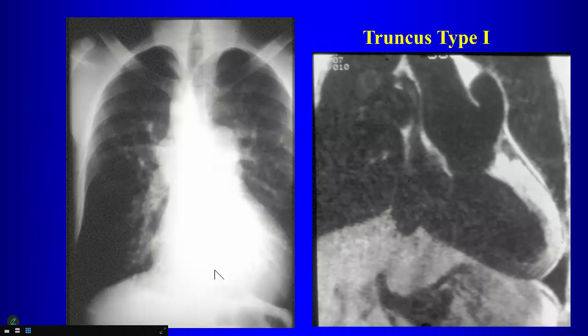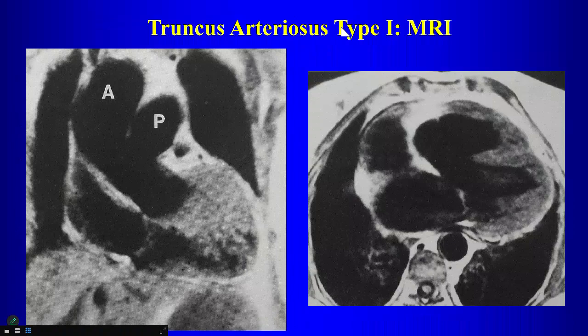So the plain film, increased pulmonary blood flow and right aortic arch. Here's the arch here on the MR. And then here you can see main pulmonary artery here. That's this guy coming off the truncus arteriosus. So that's type 1. Okay. Another example of a type 1. Truncus sits on top of a VSD. Aorta, in this case a right-sided arch. Pulmonary artery comes off of the truncus.